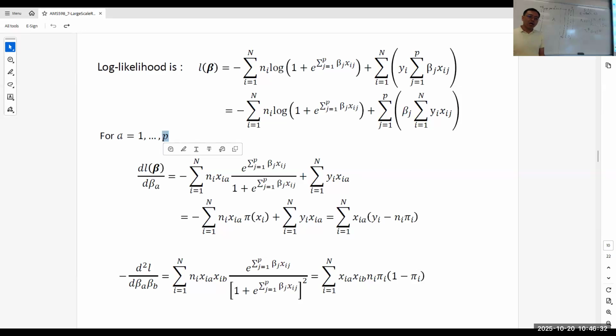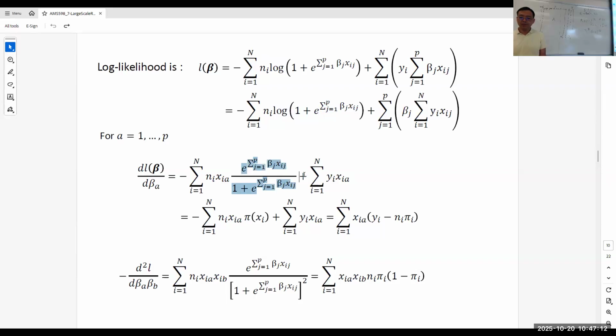For each beta 1 up to beta p, we want to take the derivative of the log likelihood with respect to each beta, beta a. Taking the first order derivative, this is just calculus. You take the summation from 1 to n and push the derivative inside. The log of this thing is simply e to the x beta divided by 1 plus e to the x beta. You can work out the details.